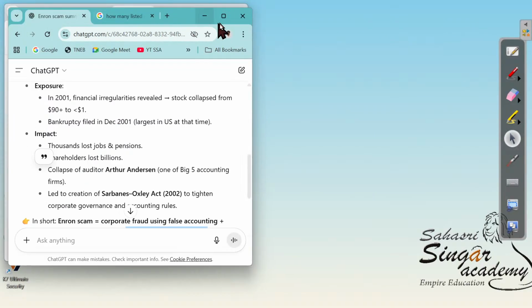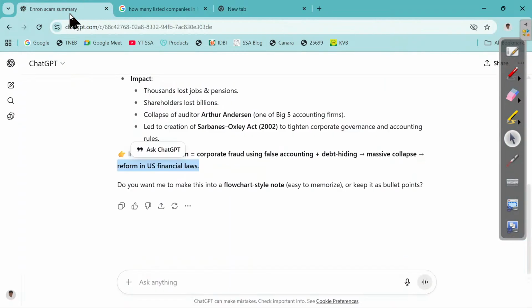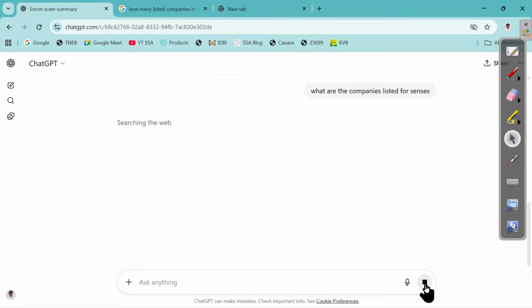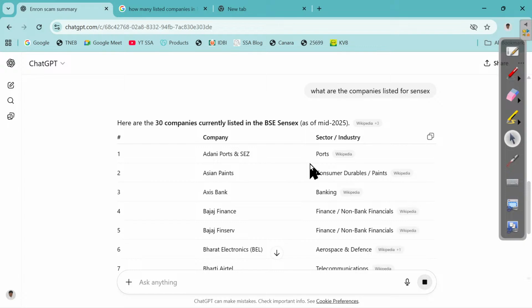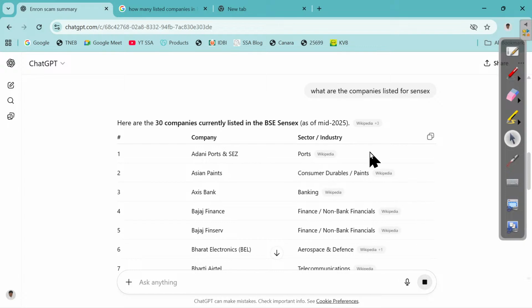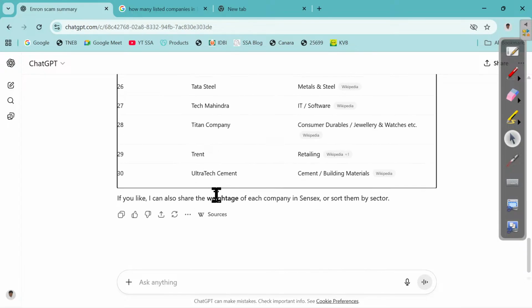Let's see. We'll now search. What are the companies listed or taken for Sensex calculation? So you'll now get the list of Sensex as of mid 2025. How many companies are there in Sensex? 30 companies. See, these are the 30 companies.